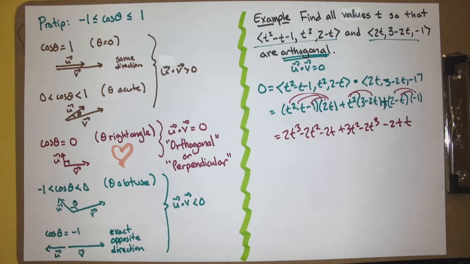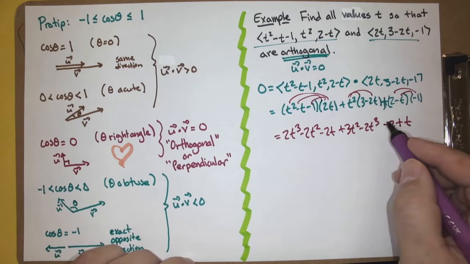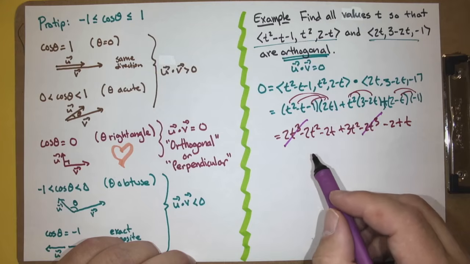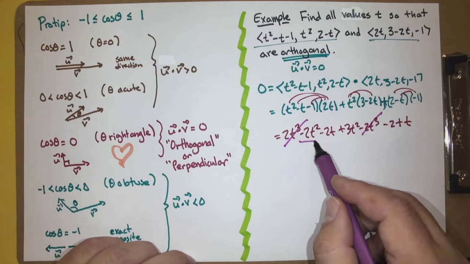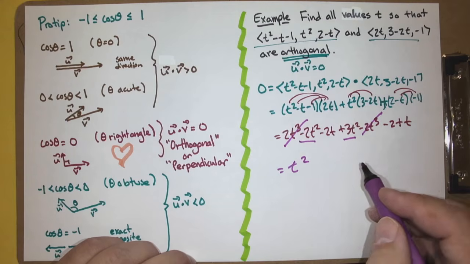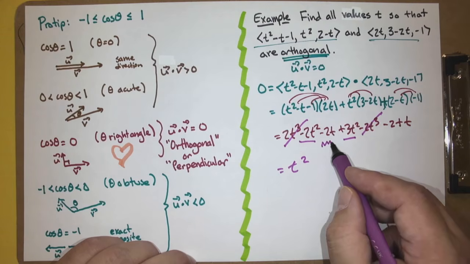Well, okay, anything good happening to us? The 2t cubes cancel. Nice! How about the t squareds? What are we up to? There's just 3t squared and minus 2t squared, which leaves us with a single t squared. How about the t's?